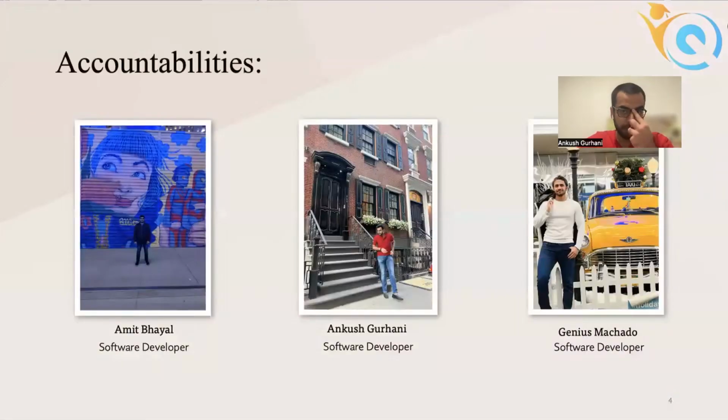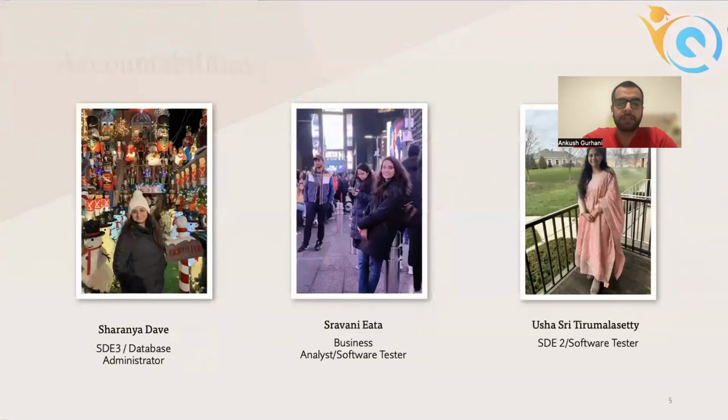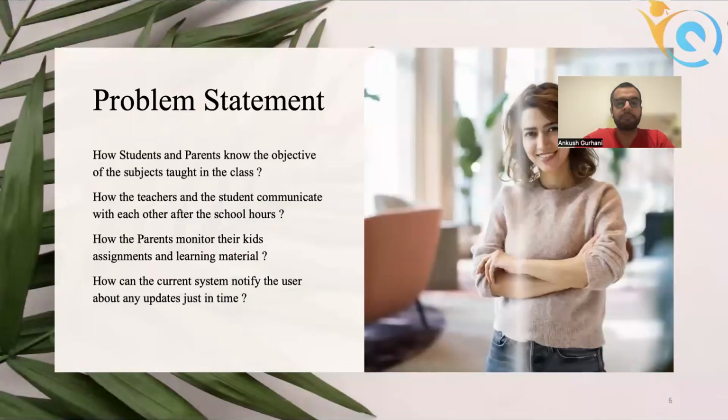So the accountabilities, there are six team members in the group. Amit Bayal, Ankush, and Genius are going to be the software developers. Sharanya, Shravani, and Usha are working as software developer, business analyst and database administrator, and software tester, respectively.